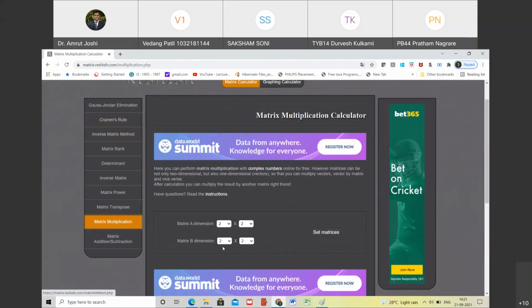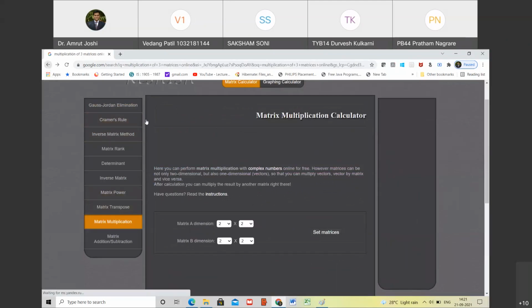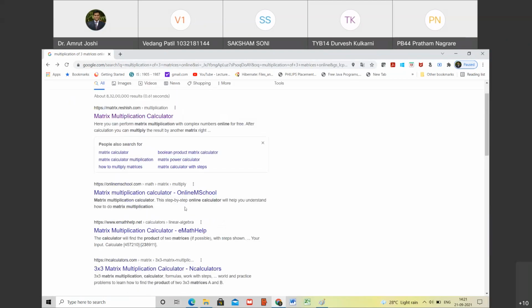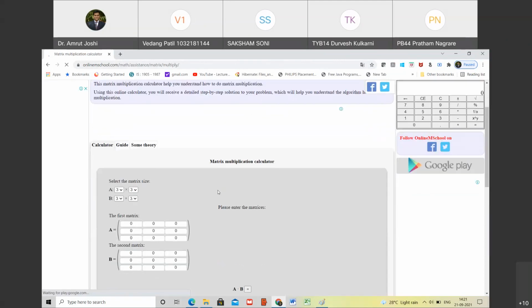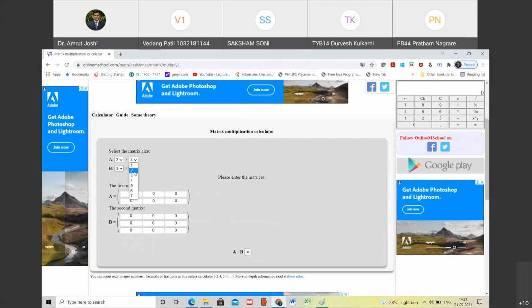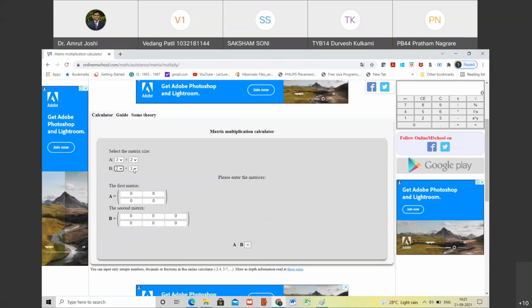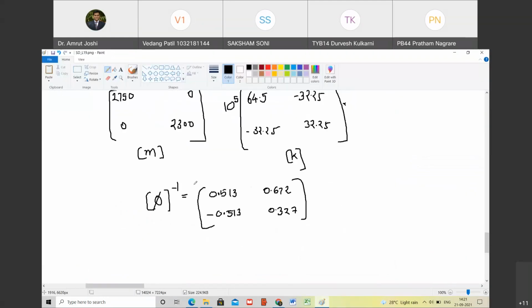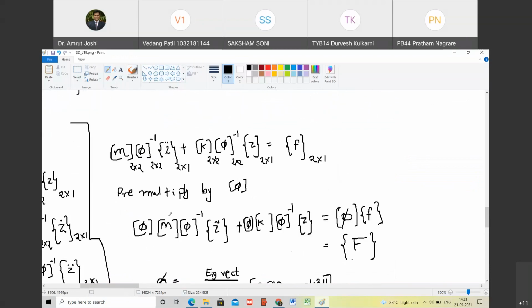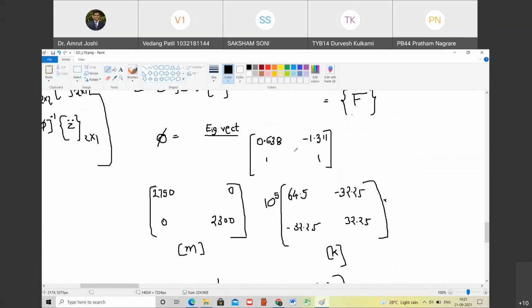No, here only 3 matrices are there. Only 2 are there. Just give me a second. Matrix multiplication calculator. Okay, we'll have to do it one by one. So let us first do the multiplication of phi and M. So what is phi? 0.6381.